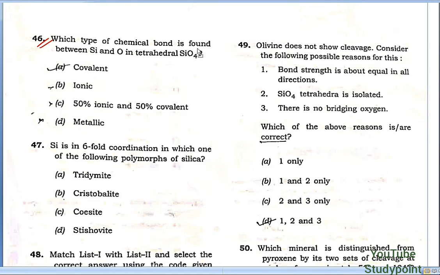Which type of chemical bond is found between Si and O tetrahedra SiO4? Right answer is option C, 50% ionic and 50% covalent bond. Next one, Si in 6-fold coordination in which one of the following polymorphs of silica? Right one is option D, stishovite.